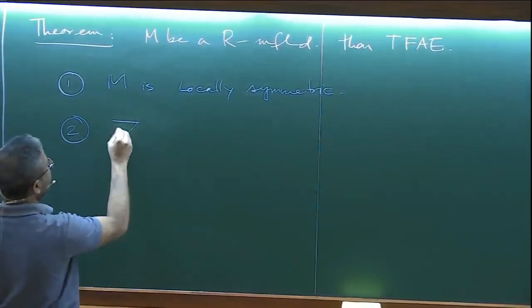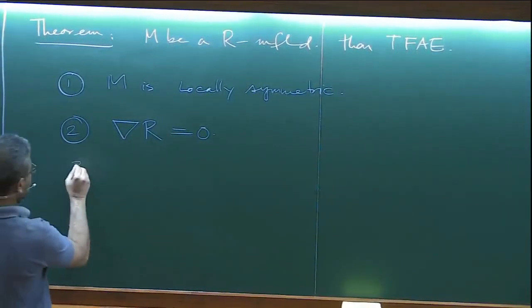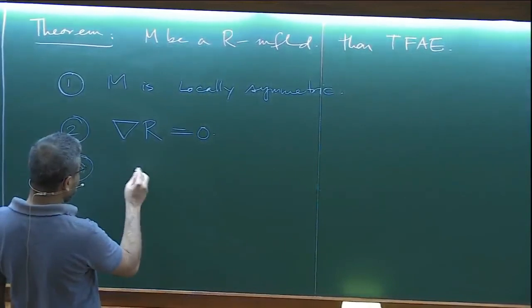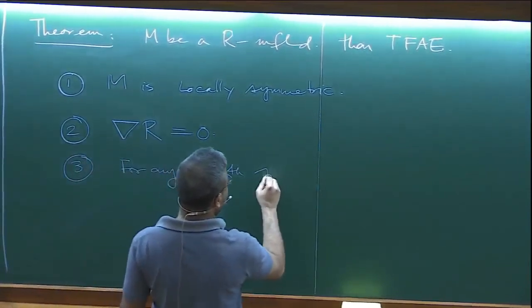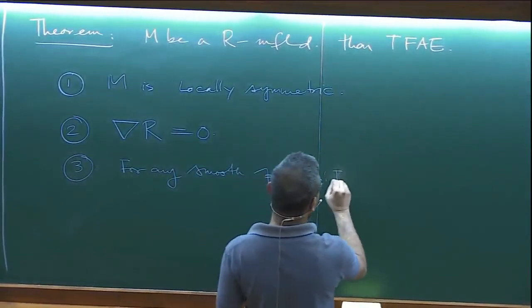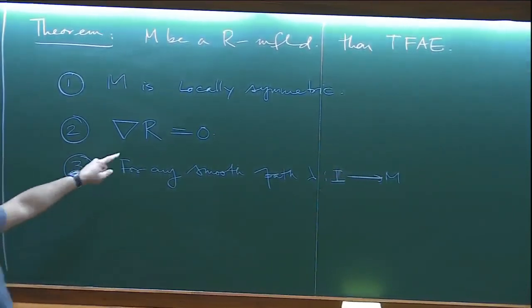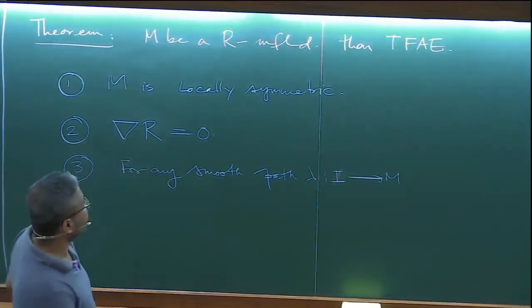Two: the curvature tensor is parallel. And three: for any smooth path lambda from an interval I to M. When you are given a connection and any tensor, then I can take the covariant derivative of the tensor. Yeah, R is the curvature tensor. Okay.